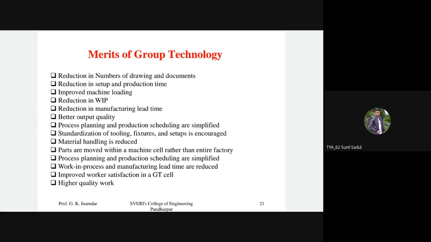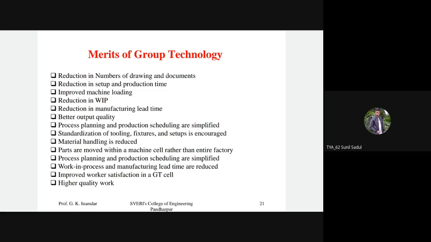Merits: reduction in number of drawings and documents. Reduction in setup and production time, definitely due to group technology. Identification of that product is also important. The number of drawings will also reduce. Why? Because in group technology the industry will focus on a singular product or a limited set of products, for that purpose the drawing and documentation is also easy.